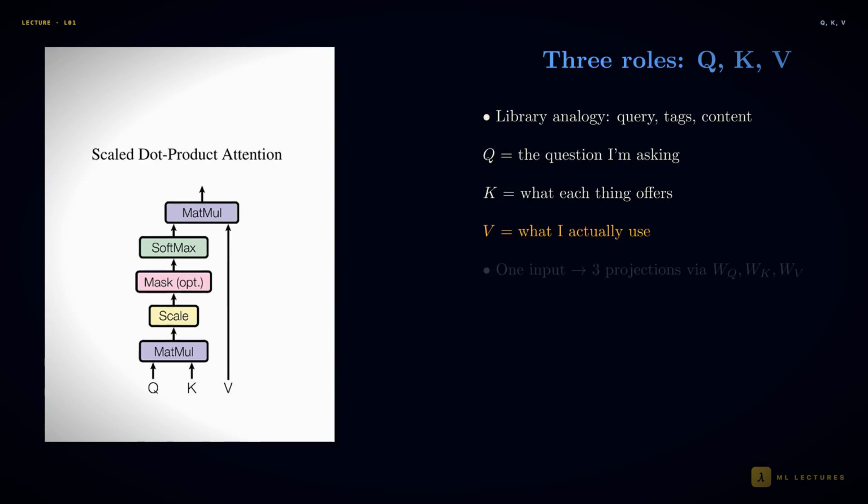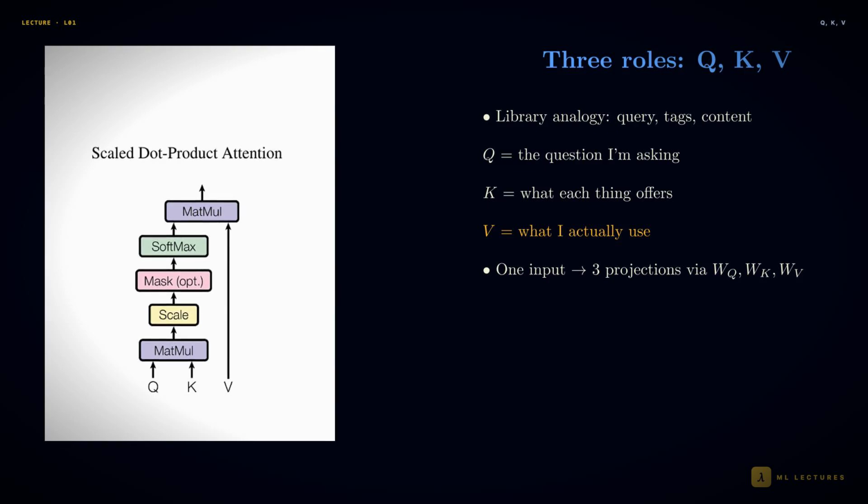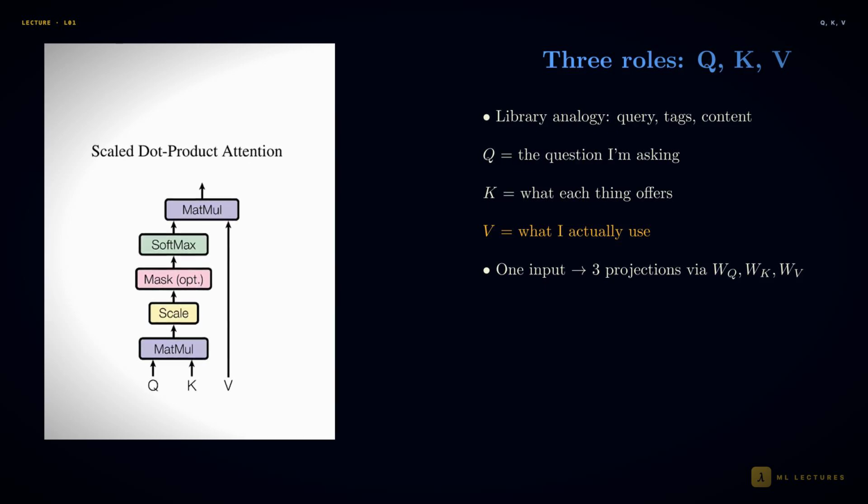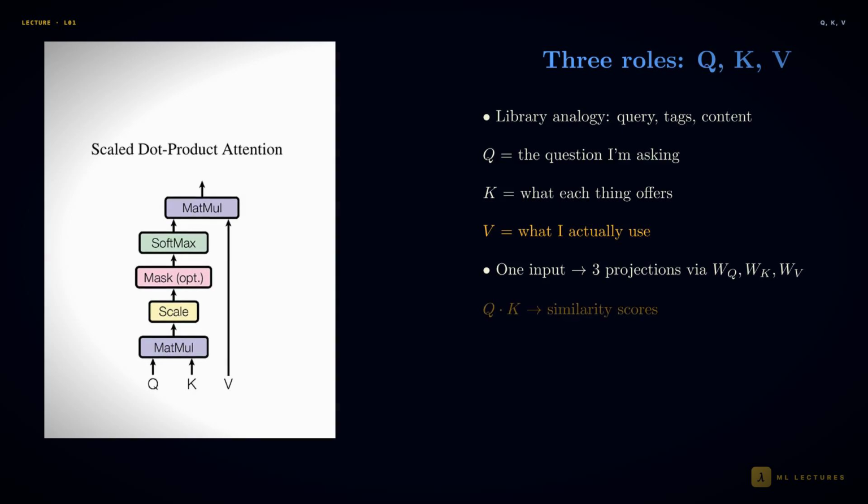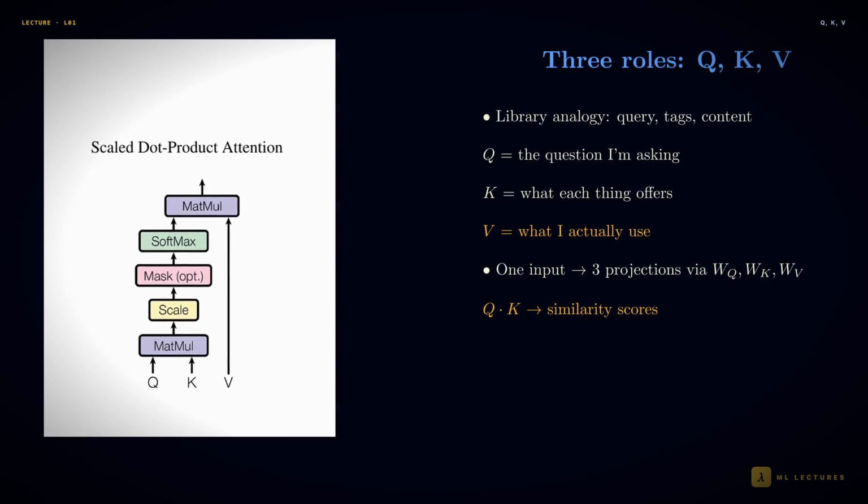Formally, take each token embedding. Multiply by 3 learned matrices. WQ produces Q. WK produces K. WV produces V. Same input, 3 projections, 3 roles. Now to find relevance, match Q against K with a dot product. Big positive number means Q and K point the same way. Relevant. Near 0, unrelated.